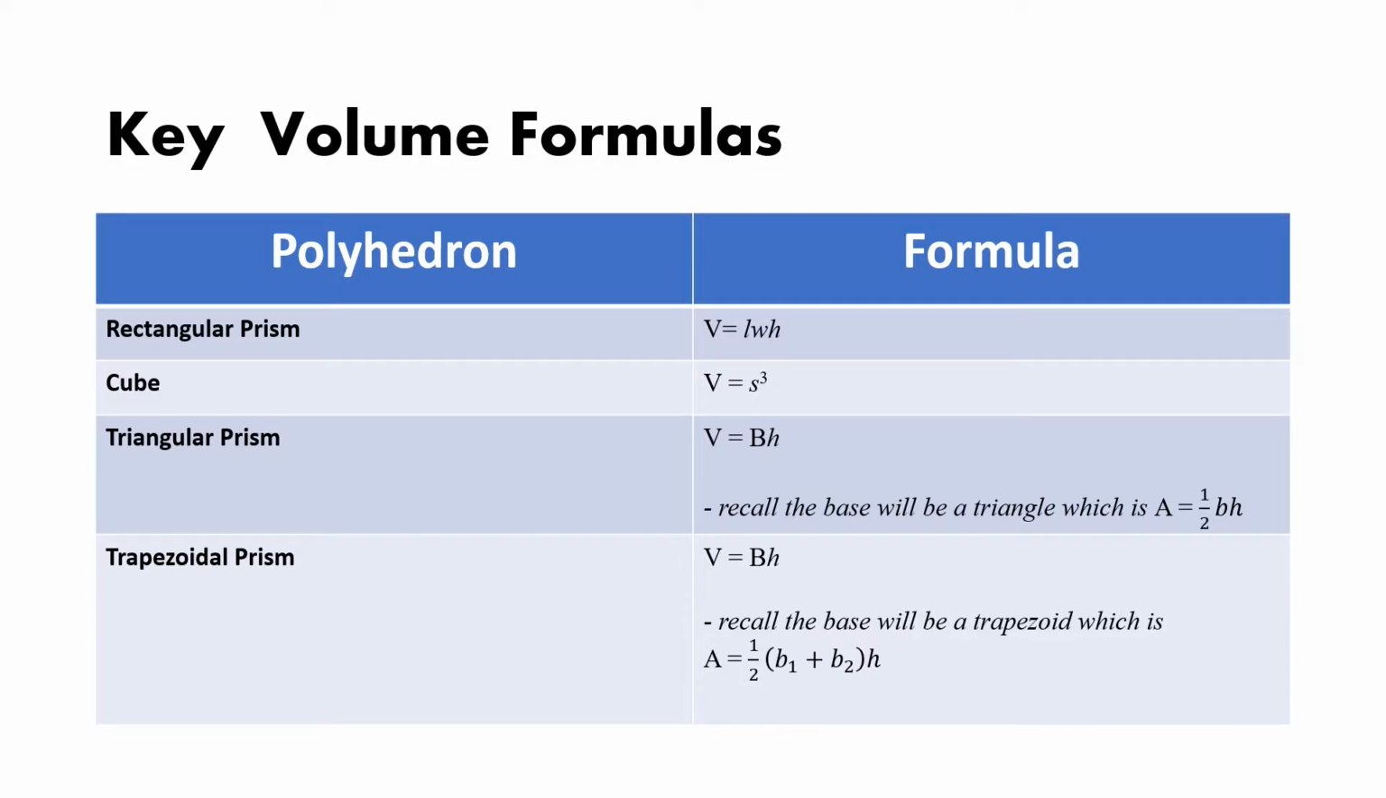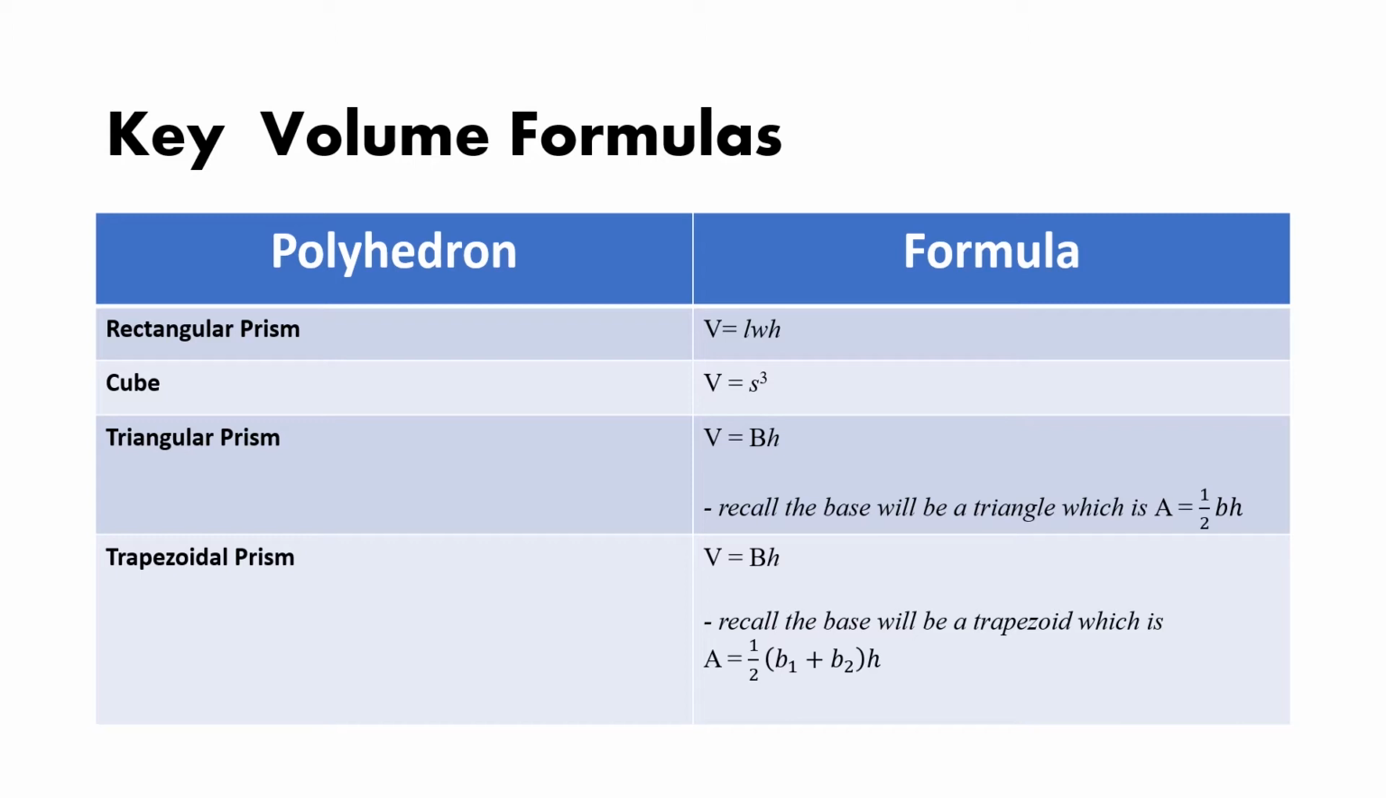Okay, so there are 4 really key volume formulas you'll need for this first part of the lesson. The first is a rectangular prism. This is one hopefully you're familiar with from 6th grade. That one is volume equals length times width times height. For our cube, the volume is we take one side length, all the side lengths are going to be the same, and we take it to the 3rd power, or we cube a side length.